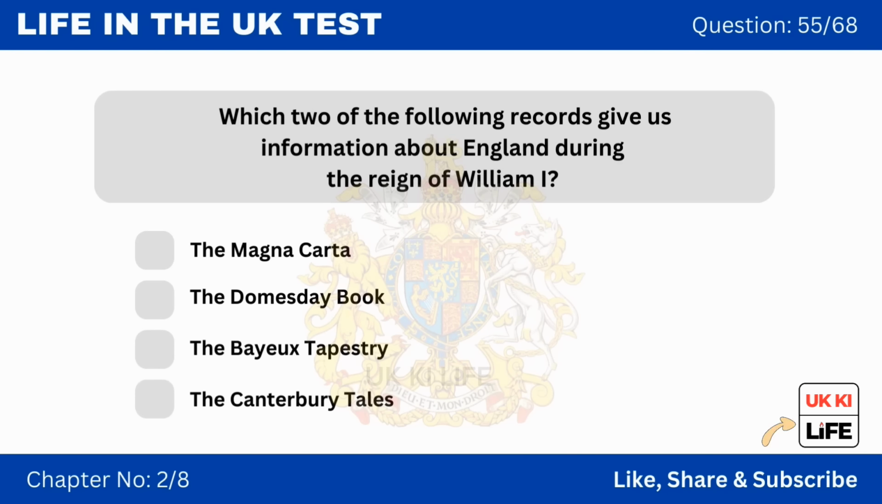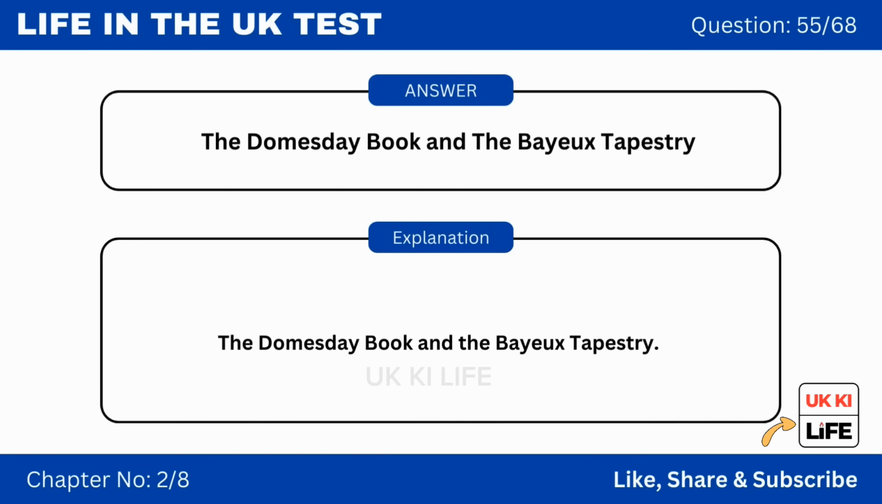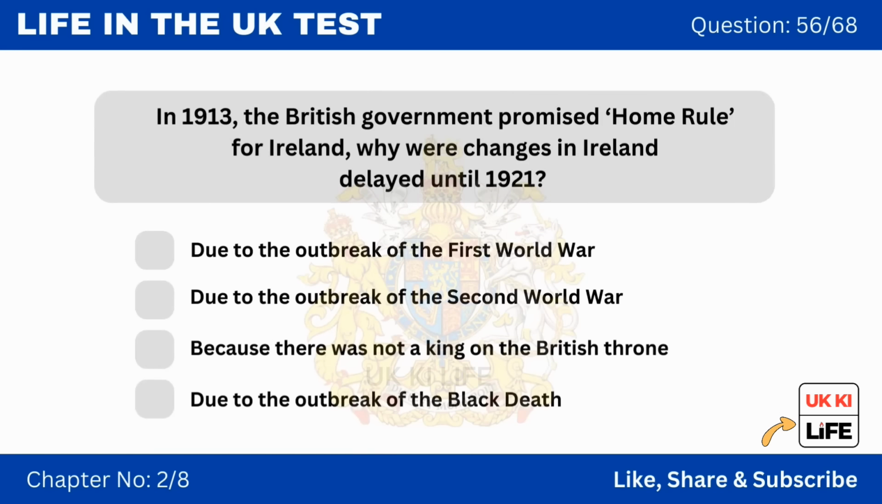The correct option is B and C. Explanation. The Domesday Book and the Bayeux Tapestry. Question 56. In 1913, the British government promised Home Rule for Ireland. Why were changes in Ireland delayed until 1921? Due to the outbreak of the First World War.